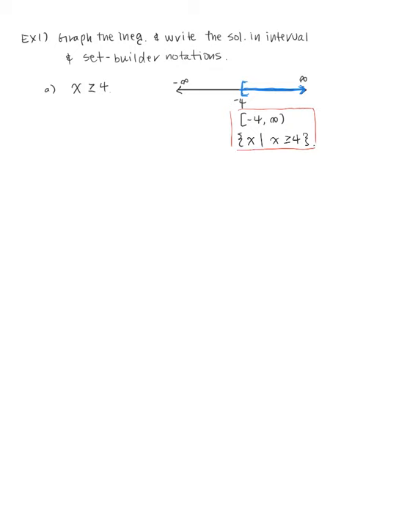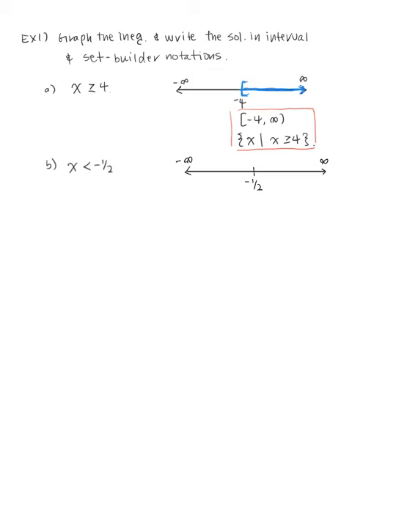Alright, so now let's go with part B. Let's try to look at something like this: x is less than negative 1/2. Feel free to pause the video and try this on your own. Alright, so let me just write down a number line. So this is negative infinity, positive infinity. Let's jot down negative 1/2.